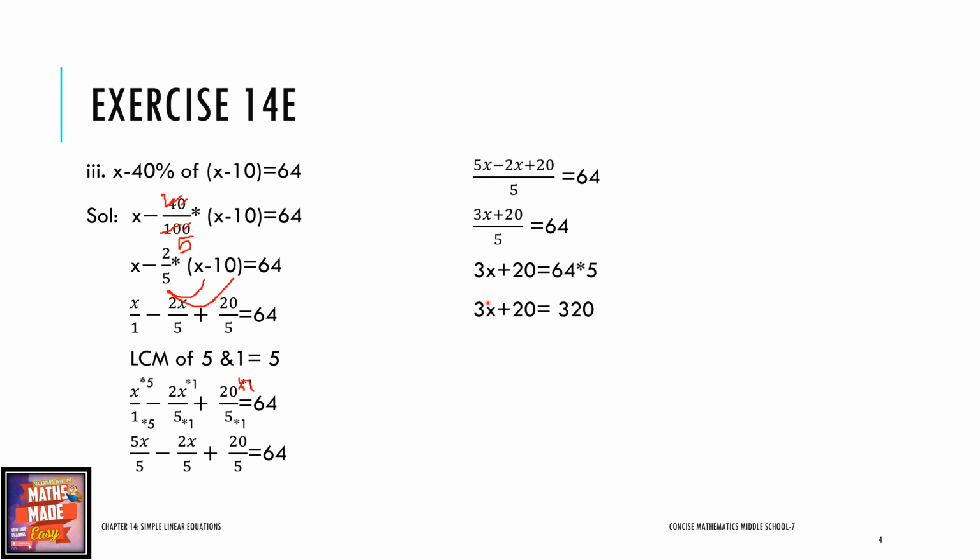Since we need to find the x value, just keep the x value at the same place and get 1 by 1 on the either side. So first get this 20 on the either side. It becomes 320 minus 20, and it is 300. Since we need to find the value of x, get this 3 on the either side. When you get this 3 on the either side, it becomes division. Multiplication becomes division. So x is equal to 300 by 3. That is, x is equal to 100.